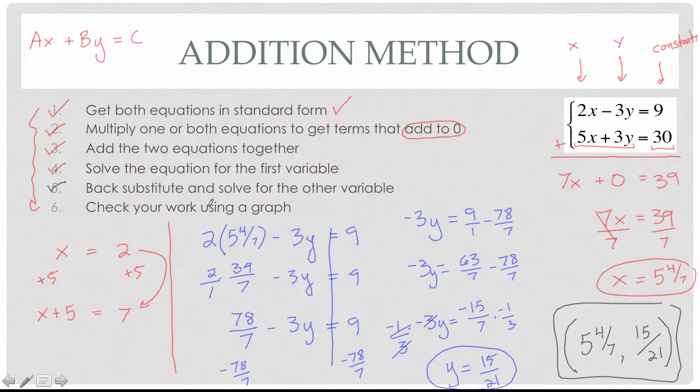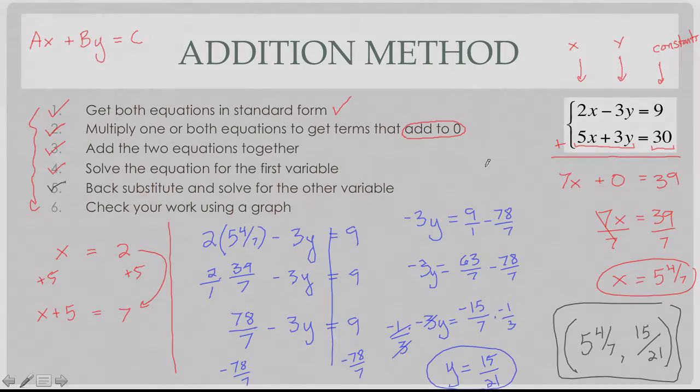But now ultimately, especially when we have a lot of algebra and a lot of fraction stuff, there's a lot of opportunities to make mistakes, right? So let's check our work using a graph. We're going to graph this system and just make sure my intersection point looks right according to my calculator here.